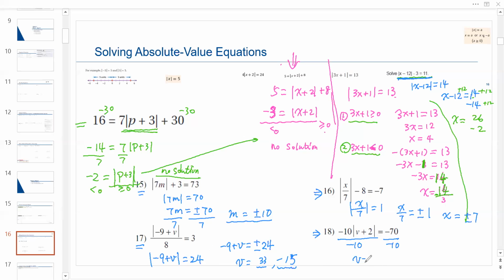So absolute value of v plus 2 equals 7. So actually v plus 2 can be positive 7 or negative 7, right? So v equals, when it is 7, minus 2 becomes 5. When it is negative 7, minus 2 becomes negative 9. So they have two answers. One is 5, one is negative 9.